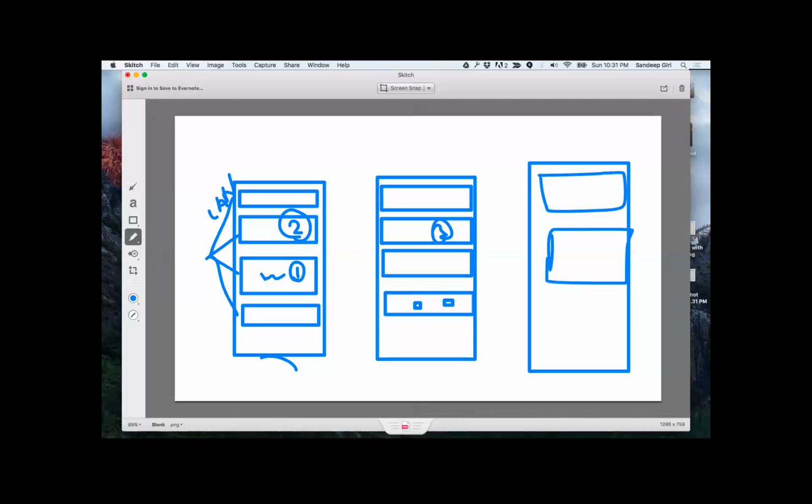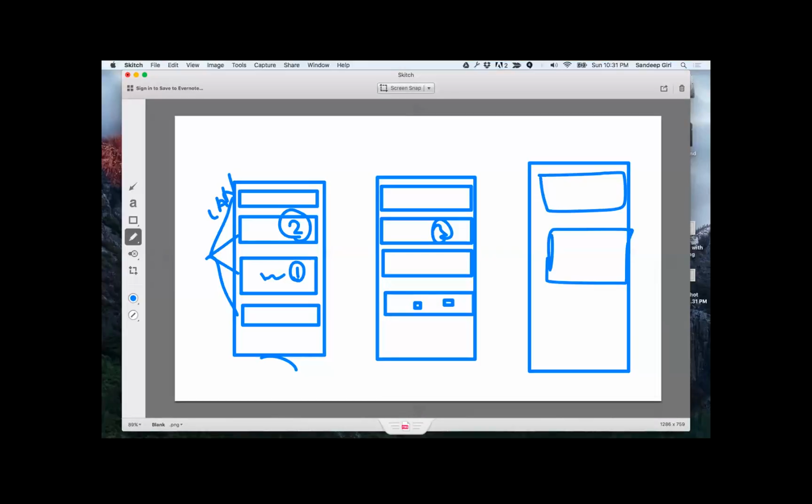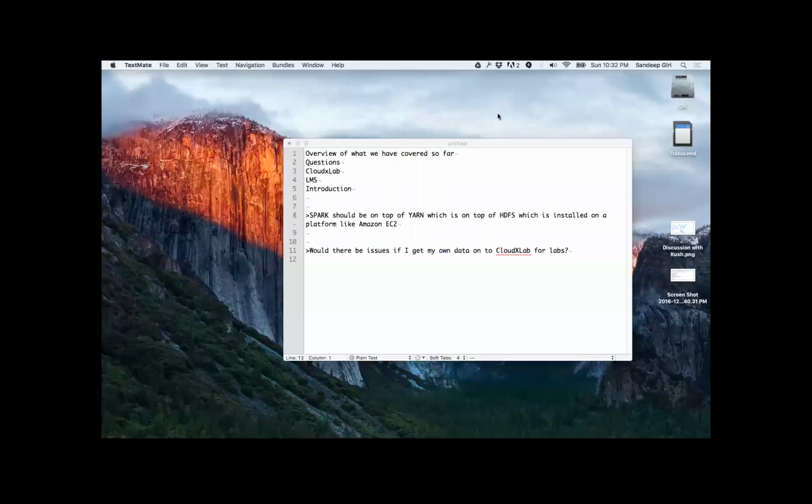A question is, okay, so why doesn't it show the watch? All right, great. Let's talk further.